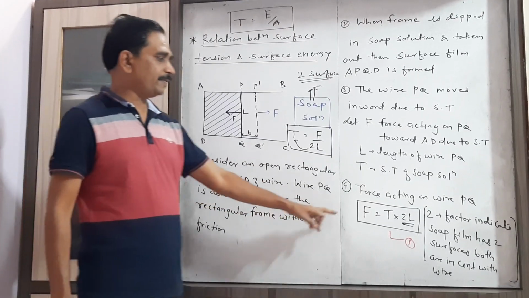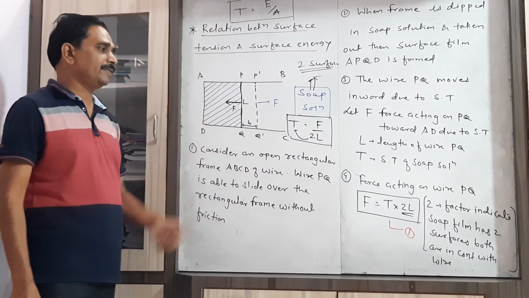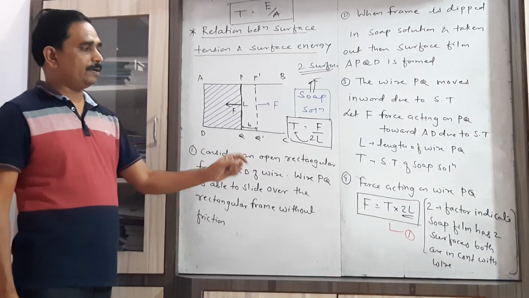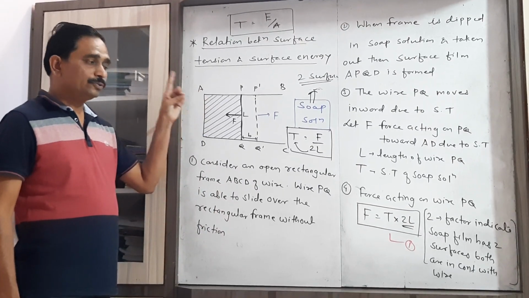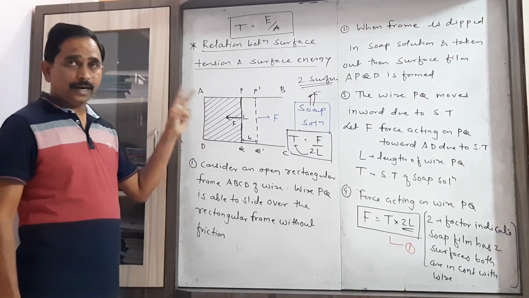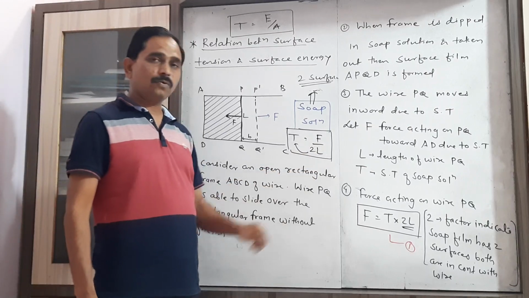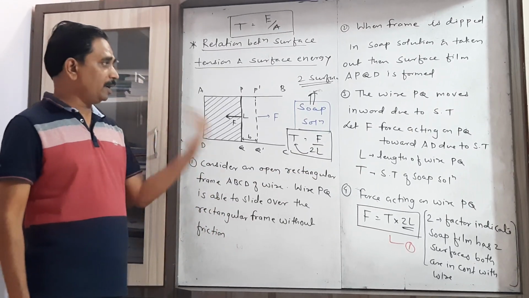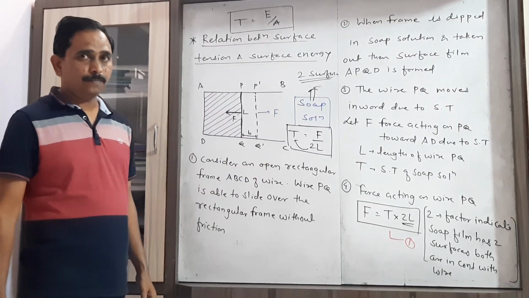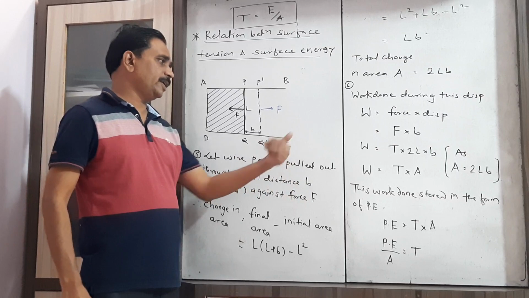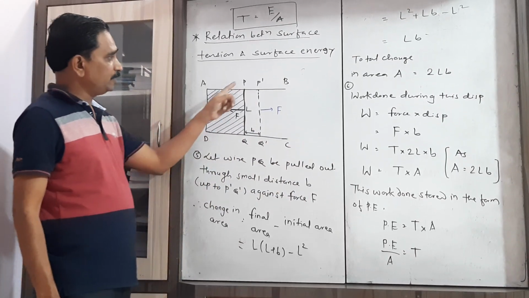So write down the first value, that is the force acting on the wire PQ because of this surface tension. That is given by F equal to T into twice L. Here the factor 2 indicates that the soap film has two surfaces and both are in contact with the wire PQ. This twice L is also called the effective length, the total length of the wire which is in contact with the soap film.